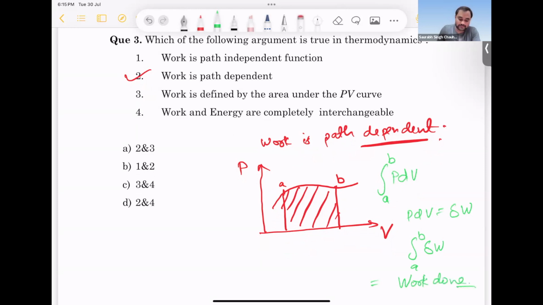Okay. So area under the PV curve gives the work. So the third argument is also correct. The fourth one says that work and energy are completely interchangeable. Here, energy means heat. If you are confused by this term energy, let us use the term heat. Actually, it is heat, not the energy. So the fourth option says work and heat are completely interchangeable. Is that correct?